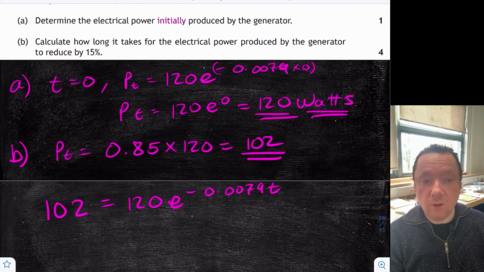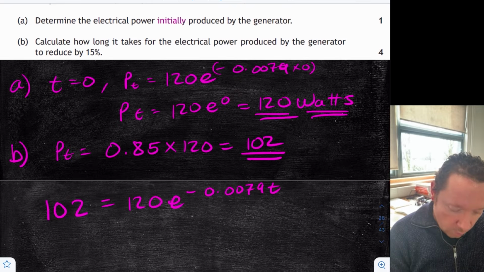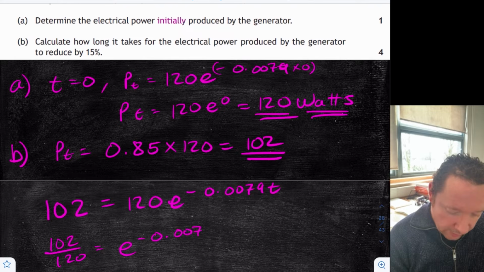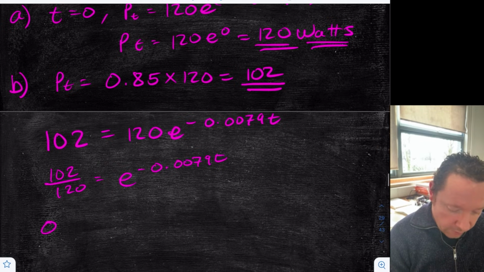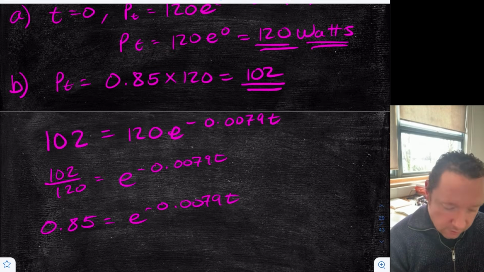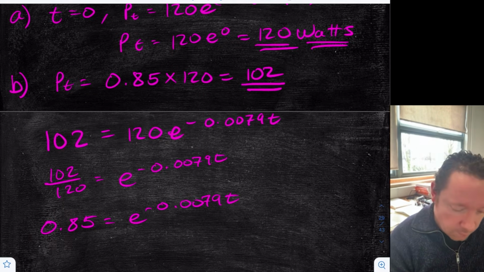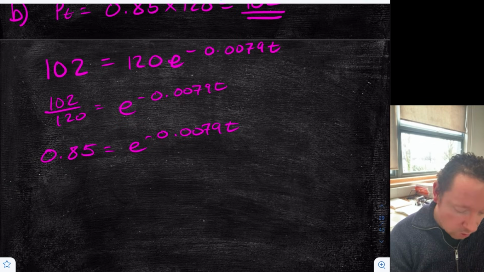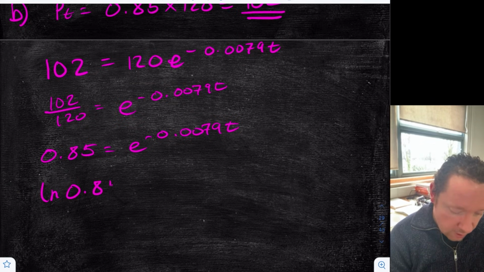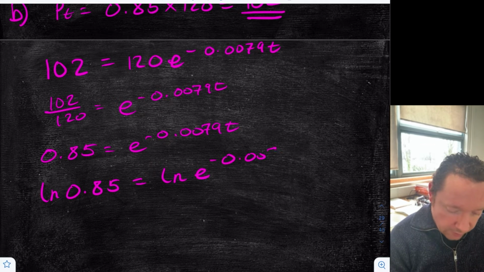So it's an exponential equation, so I can divide through by 120 to get 102 over 120 equals e to the minus 0.0079t. That gives me 0.85 on this side. And if we're working in percentages, you'll realise that this number here will be basically what the question's asked us anyway, but I always start from here just to be on the safe side. So then we can log both sides using the natural log of 0.85, or log e of 0.85, equals the natural log of e to the minus 0.0079t.